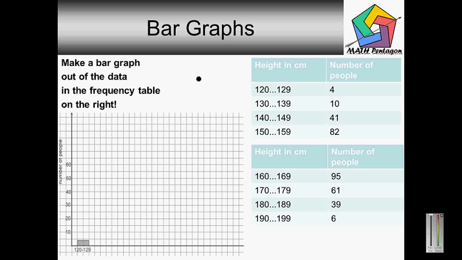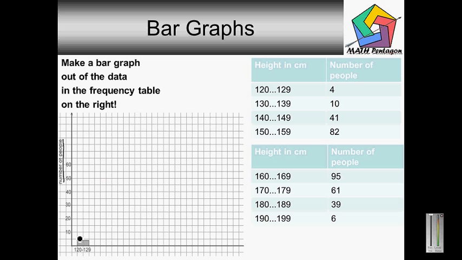Bar graphs. Make a bar graph out of the data in the frequency table on the right. So we have two categories, height in centimeters and number of people. So we're going to plot this in our bar graph. Here we have on the left side the number of people ranging from 10 to 60.